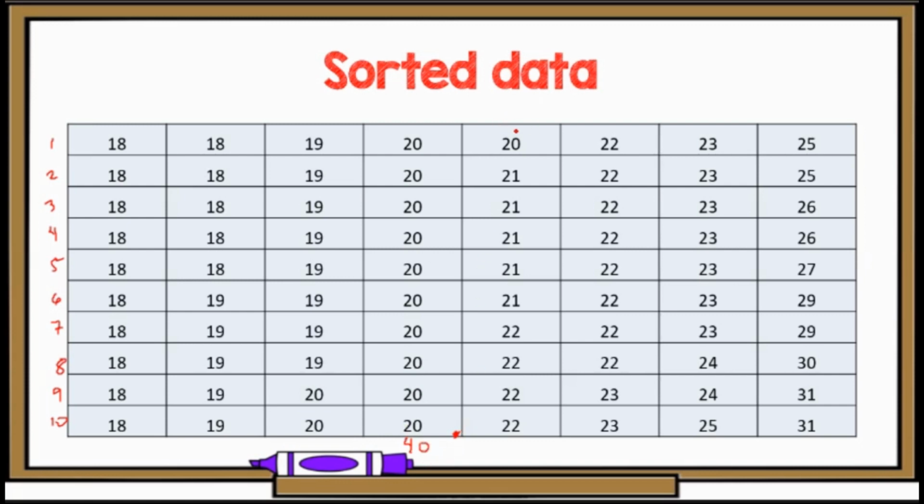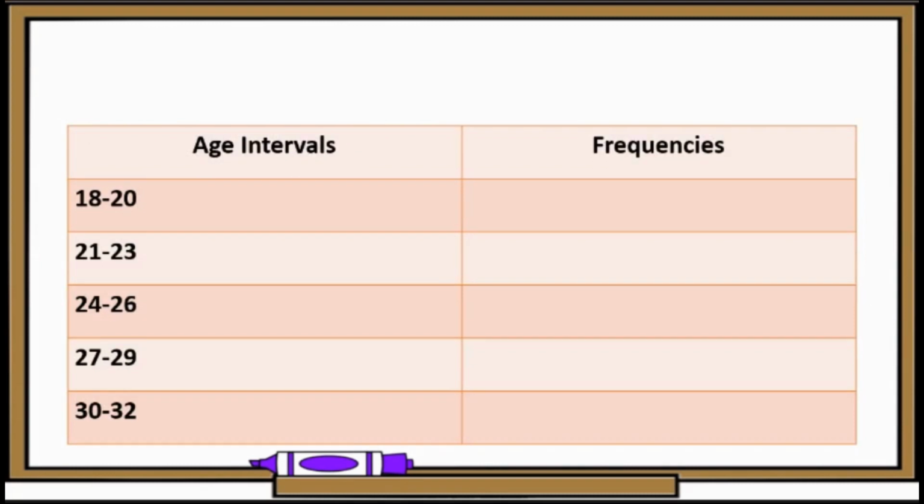Ay, may naligaw, isa ito. So, ito si pang 41. We have 41 respondents whose age are between 18 to 20. So for here, let's write 41.